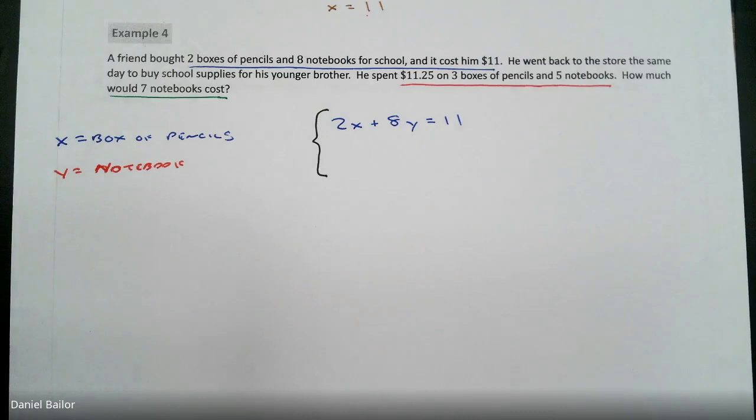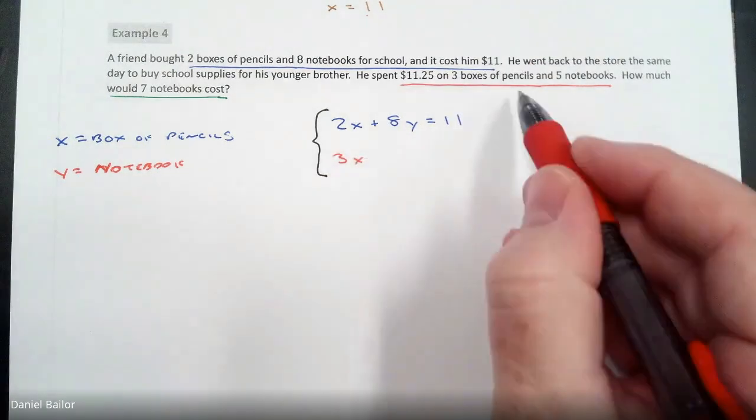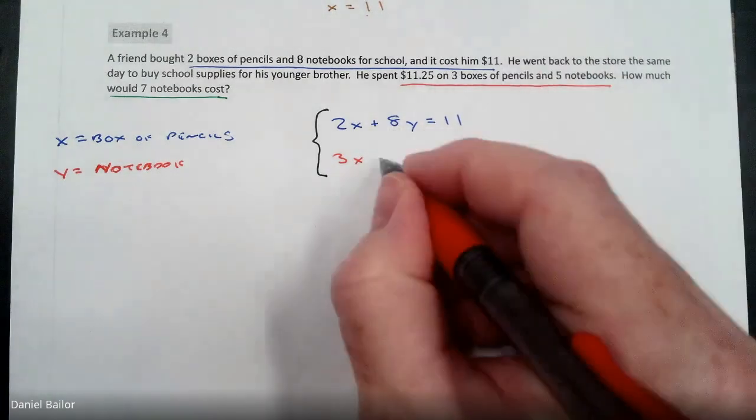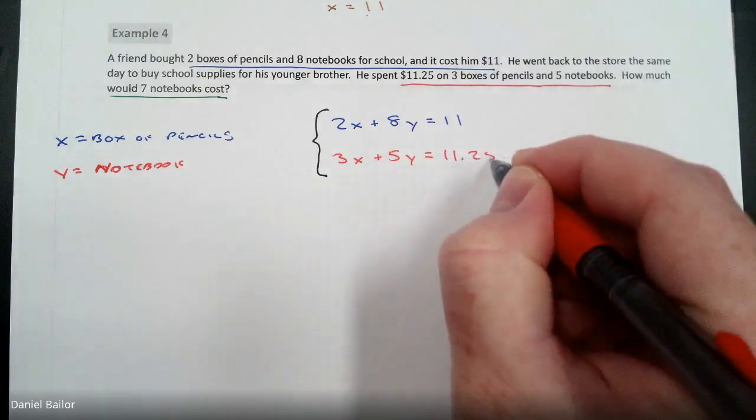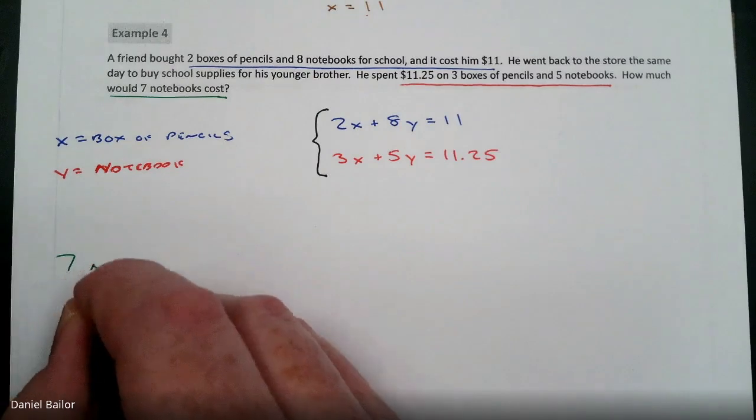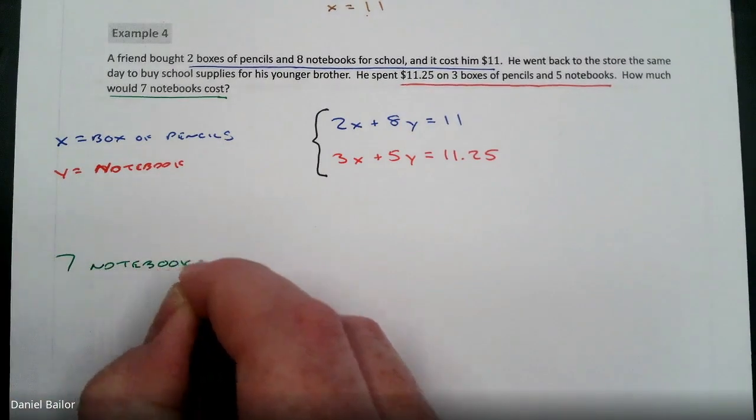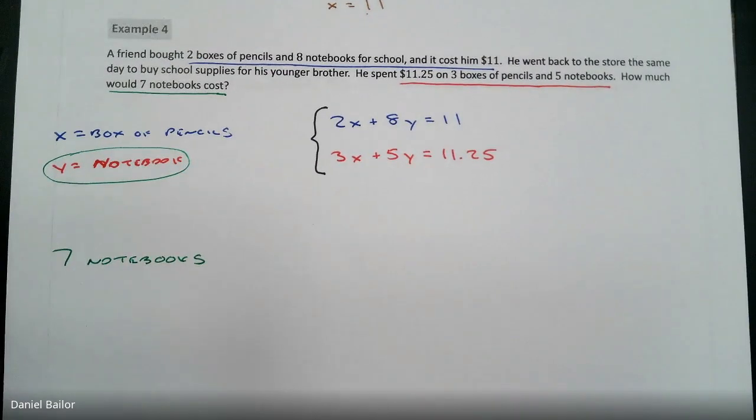And then he went back later. He got 3 boxes of pencils, so that's 3 x's, and 5 notebooks, so that's plus 5y, and it cost him $11.25. Well, that's useful to know. So right there, we already know our equations. Now we need to think about what we need. We need to know 7 notebooks. So what I need to find is the notebook. I want to find the y. I don't need the x.